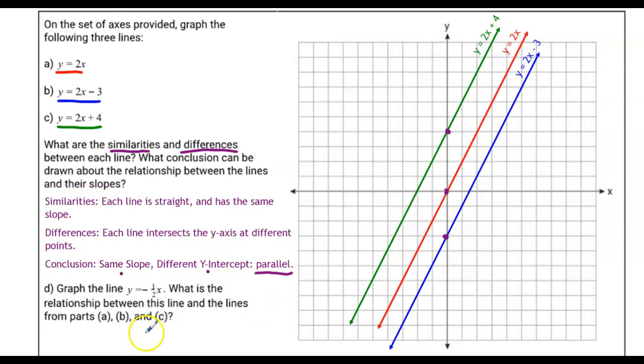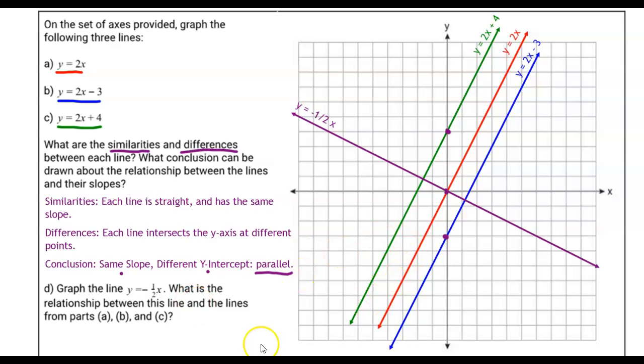The next part asks us to graph the line y equals negative 1/2 x. Let's do that now. And here's that graph of y equals negative 1/2 x. You should see that it also has the same y-intercept as y equals 2x because both of them have no constant term, which means their y-intercept is 0. The slope is different though. This is negative 1/2 x, which means from the y-intercept I'm going to go down 1 and over 2, down 1 and over 2, etc.